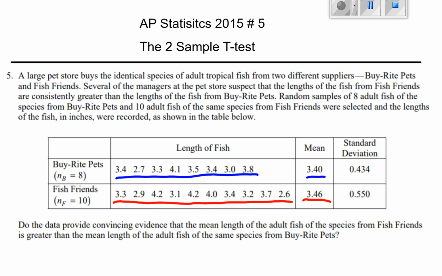It says, do the data provide convincing evidence that the mean length of adult fish from Fish Friends is greater than the fish from Buy Right? And whenever you see that language, do the data provide convincing evidence? I'm putting stars next to it. That means you have to do a significance test. So every significance test, you always have some things you need to do. You need to start by creating some hypotheses. So it looks like they're using n sub B for Buy Right Pets and n sub F for Fish Friends. So let's start to write this problem out. This will take a little while.